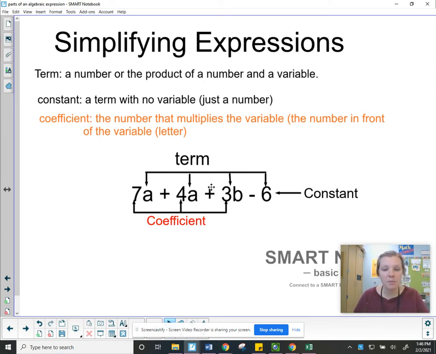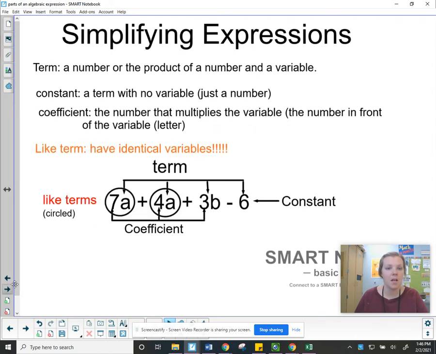So in the term 7a, there's 2 parts. 7 is the coefficient, a is the variable, the whole thing is the term. For the next term, 4a, the 4 is the coefficient and the a is the variable. Again, the 3 is the coefficient and the b is the variable.